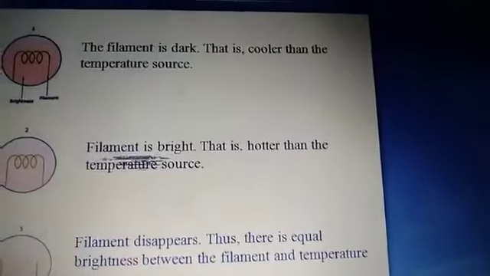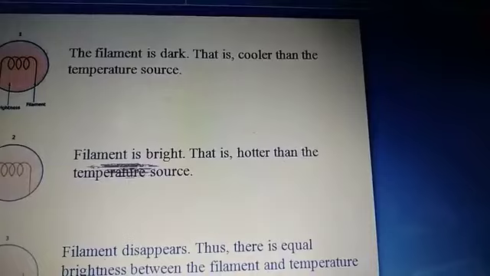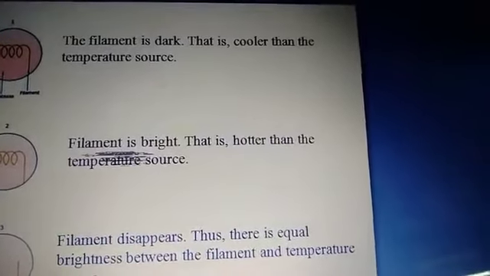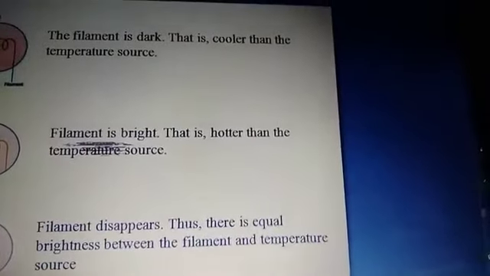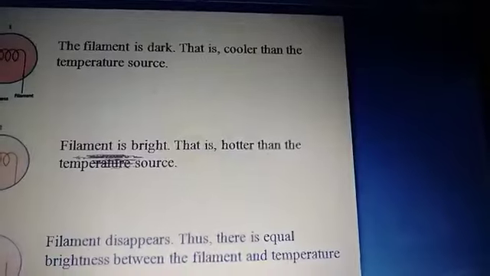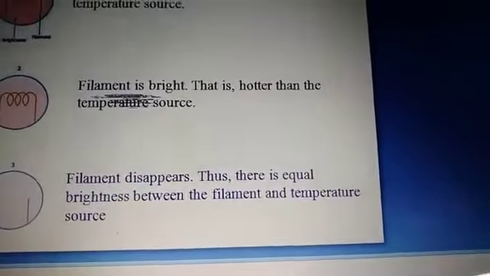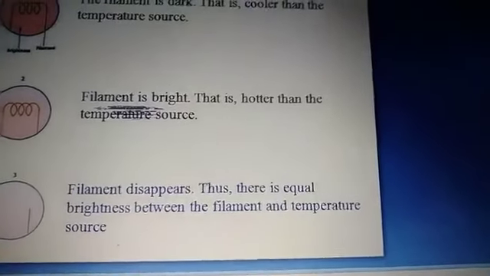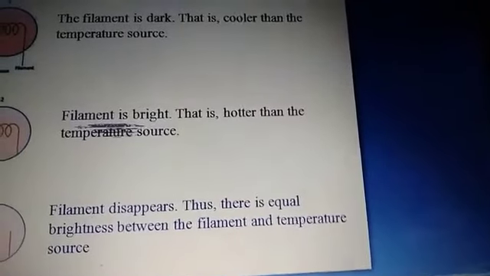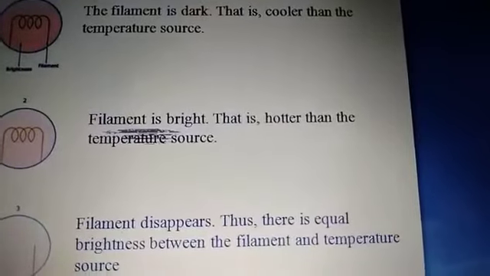When the filament is bright, in case 2, it is hotter than the temperature source. When the filament appears bright from the eyepiece, the condition is hotter than the temperature source. In the third case, the filament disappears, which means there is equal brightness between the filament and the temperature source. So the brightness of the temperature source from the radiation zone is equal to the brightness of the filament, and at that time the filament disappears from the observer.